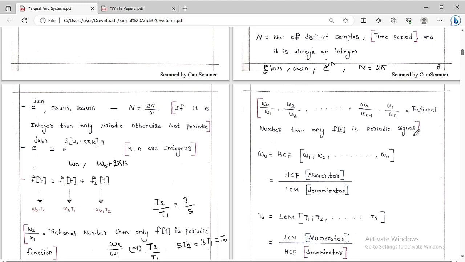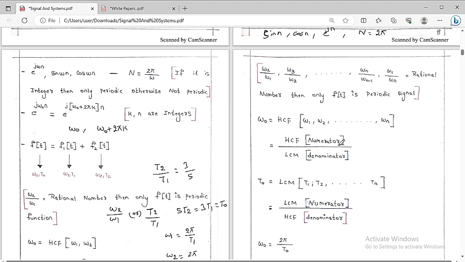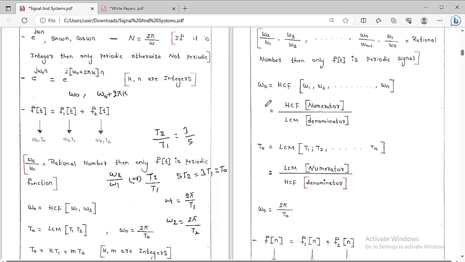So now, what is the meaning of omega naught? How do we figure out omega naught? It is the HCF of the individual frequencies, HCF of omega 1, omega 2 up to omega n. Each omega will have some numerator and some denominator. So what we do is take the HCF of all the numerators by the LCM of all the denominators.